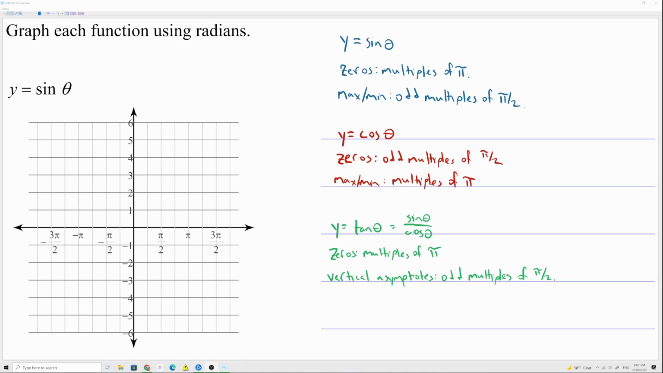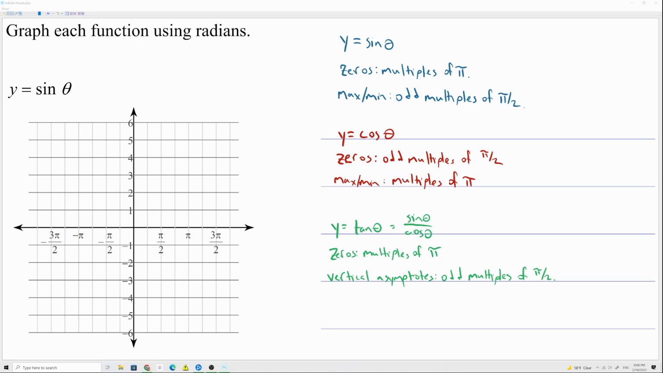Everybody. All we're going to do in this video is graph the parent functions of sine theta, cosine theta, and tangent theta. And everything that you need to know about the graphs of these functions comes from the unit circle. So always keep that in mind. Get out a unit circle as you're watching the video, and that's the key to understanding the graphs of your trig functions.